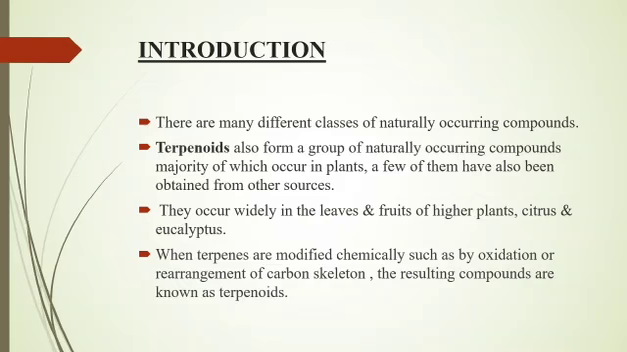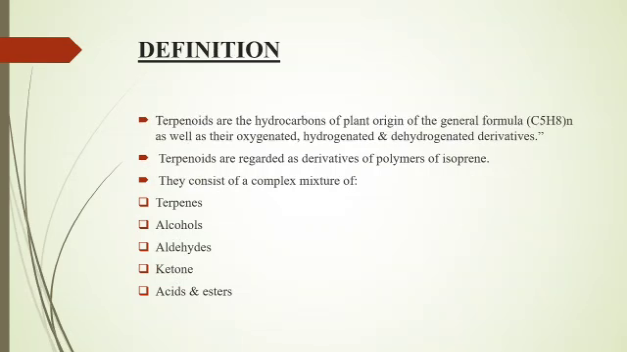When terpenes are modified chemically, such as by oxidation or rearrangement of the carbon skeleton, the resulting compounds are known as terpenoids. Terpenoids can be thought of as modified forms of terpenes. Terpenoids are the hydrocarbons of plant origin of general formula C5H8 as well as their oxygenated, hydrogenated and dehydrogenated derivatives. Terpenoids are regarded as derivatives of polymers of isoprene. They consist of a complex mixture of terpenes, alcohols, aldehydes, ketones, acids and esters.